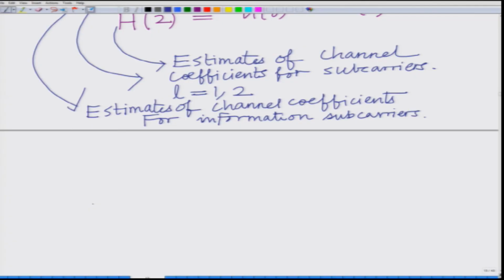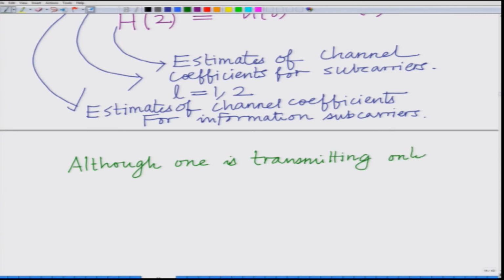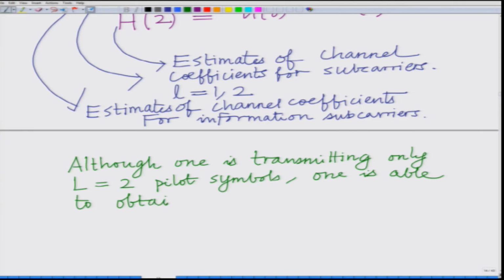So even though you are transmitting only 2 pilot symbols on 2 subcarriers, that is, you are not transmitting pilot symbols on all the subcarriers, you are only transmitting a few pilot symbols on a few pilot subcarriers, you are able to extract the estimates of the channel coefficients on all the subcarriers. So basically let us note that down: although one is transmitting L equal to 2 pilot symbols, one is able to obtain the estimates of channel coefficients on all the subcarriers.